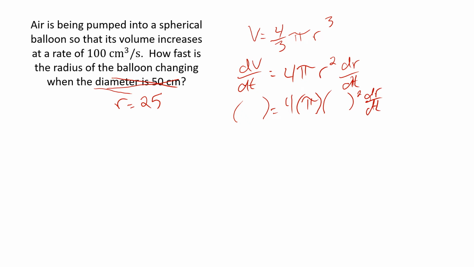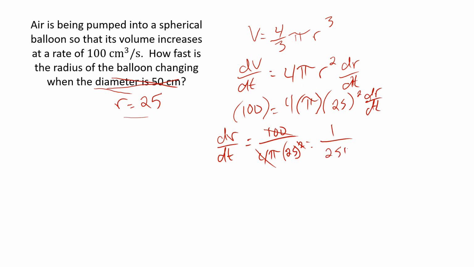So the dV over dt, how fast is the volume changing? Air is being pumped in at 100 cubic centimeters per second. So that's 100. The 4 pi, those are constants. R, we want when r is 25. So we're going to plug in 25. Divide to get dr over dt equals 100 over 4 pi times 25 squared. Simplify. 25 squared is just 25 times 25. I'm going to take one of those 25s times 4 to make 100. This is going to be 1 over 25 pi. That's where that 1 over 25 pi came from. That was on my brain last problem.